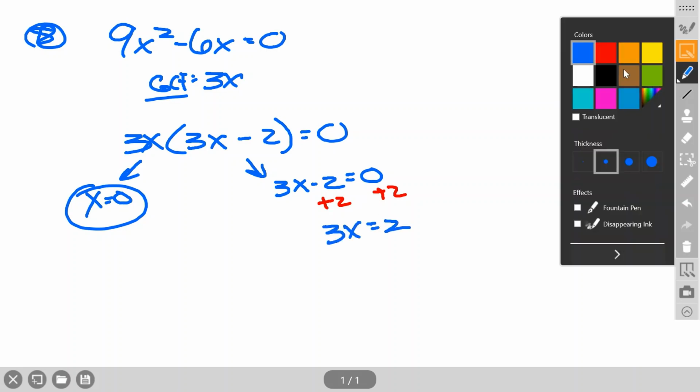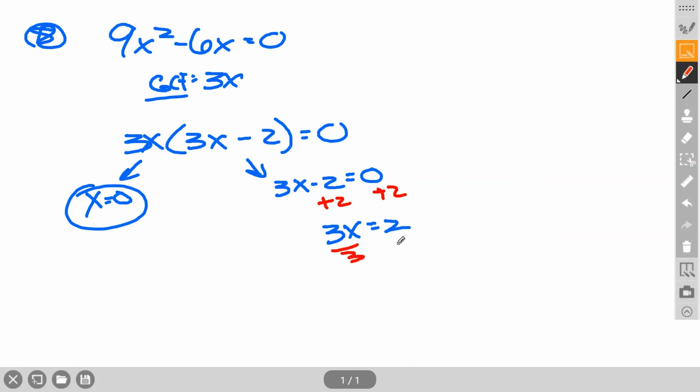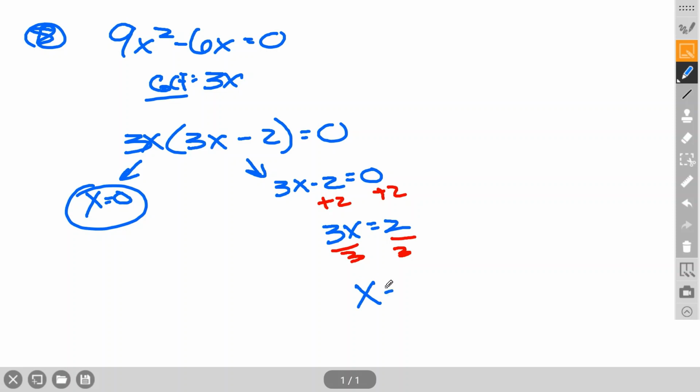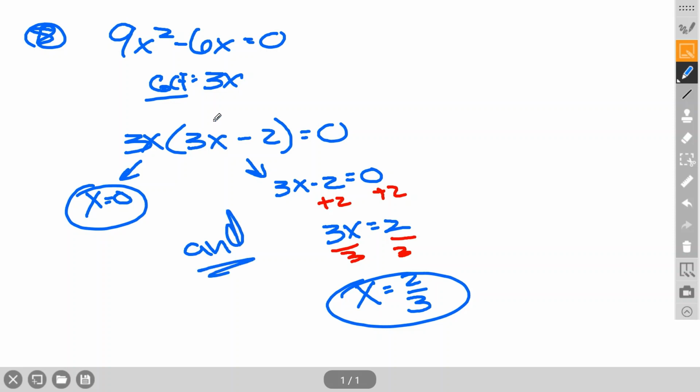So I can add 2, divide by 3, and I see that the x value that makes the second factor equal to 0 is 2/3. All right, 2 over 3, because 3 times 2/3 is 2, and 2 minus 2 is 0. So 2/3 will make the second factor 0. So those are my two solutions.